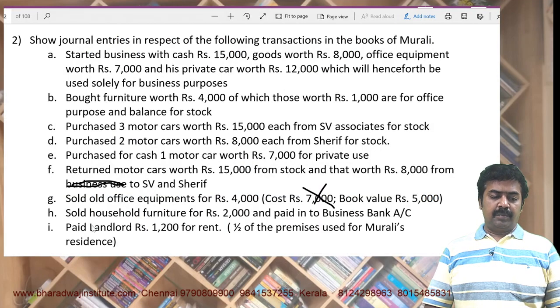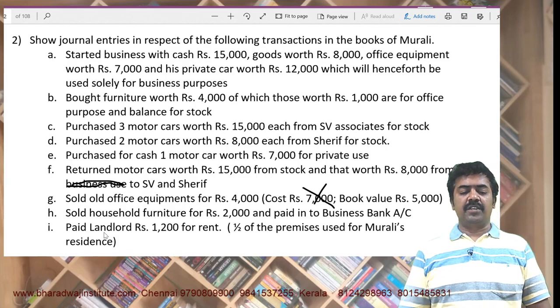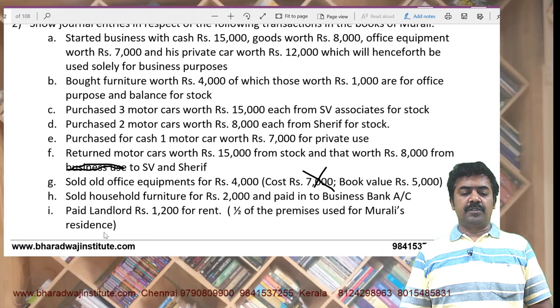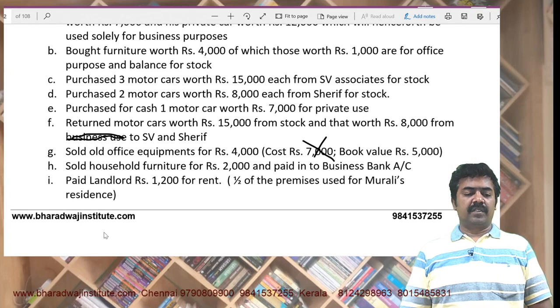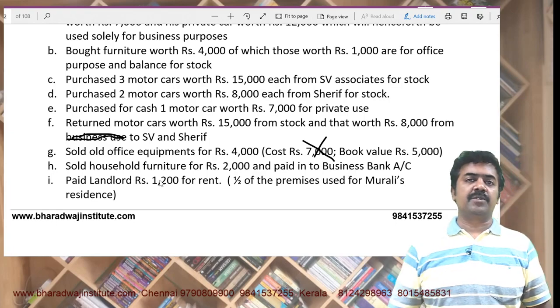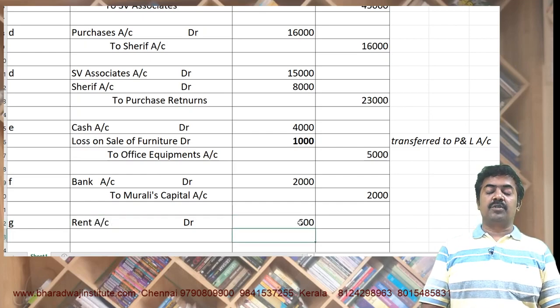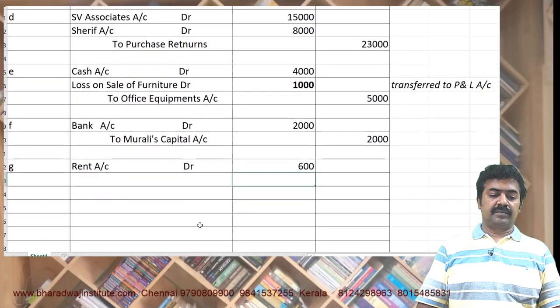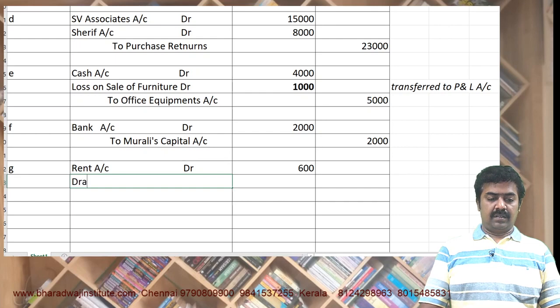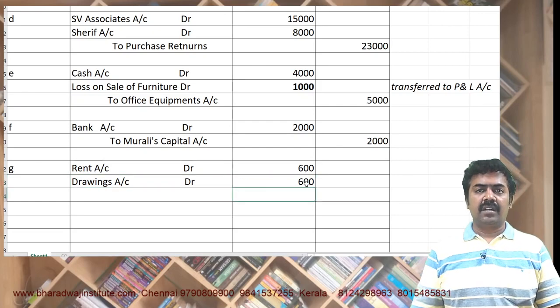Next, paid landlord rupees 1200 for rent. Half of the premises is used for Murali's own residence, which means out of 1200, only 600 is business expense. Remaining 600 becomes your drawings. Rent account debtor, you should debit only 600, don't put 1200. If you put 1200, that is an error. Drawings account debtor, debit the receiver. Whatever is spent for personal purpose will be debited to drawings account.